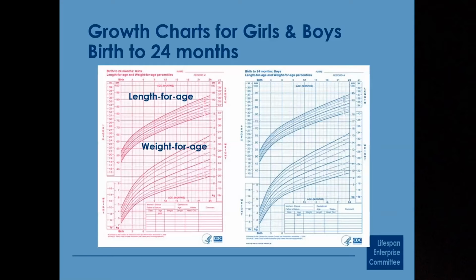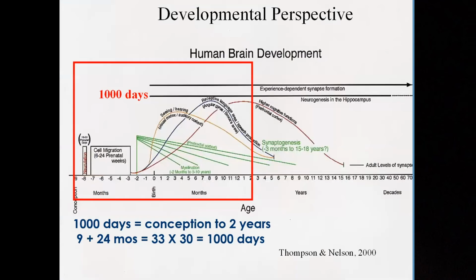These illustrate growth charts, and so we'll just look at how growth occurs very early in life. These are for girls and boys from birth to 24 months. And you can see the slope of the growth that happens very, very steep early in life. If we look at brain development, we also see very rapid brain development early in life. You can see the x-axis is represented in months.